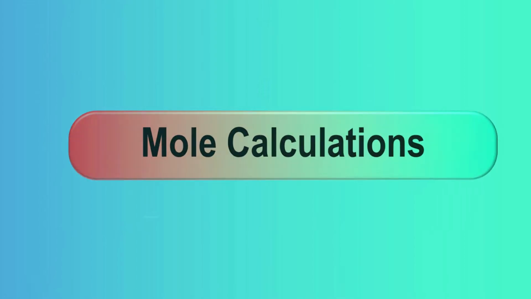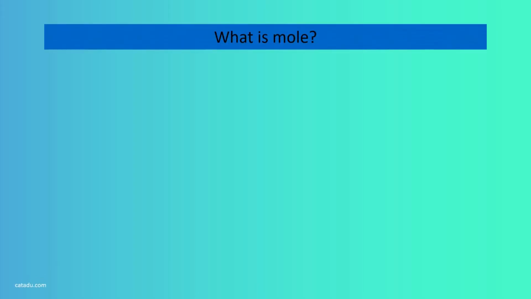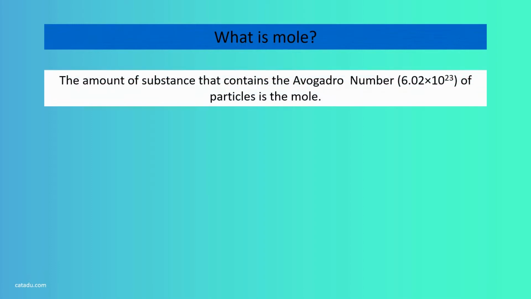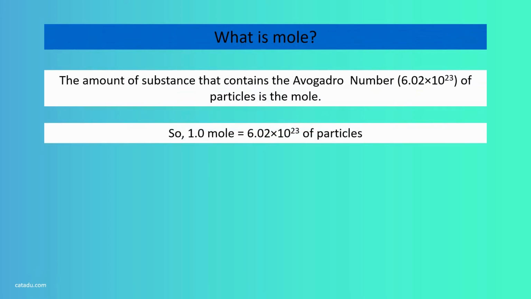Mole calculations. First, I want to explain what is a mole. Mole indicates a quantity of a chemical substance. The first definition considers the Avogadro constant: the amount of substance that contains the Avogadro number of particles is called the mole. The Avogadro number is the constant value 6.02 × 10^23. So 1 mole equals 6.02 × 10^23 particles.